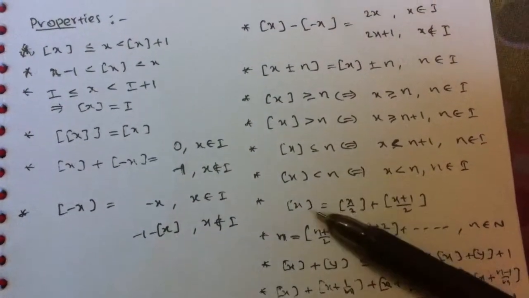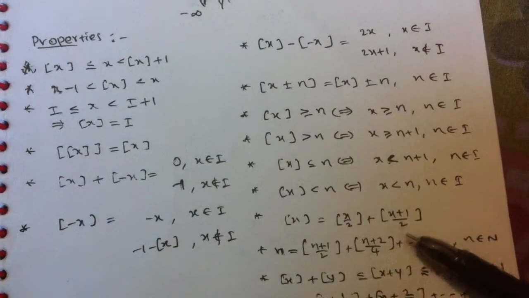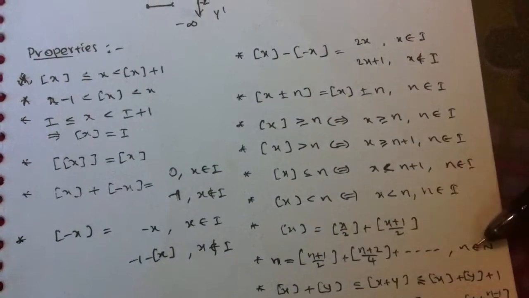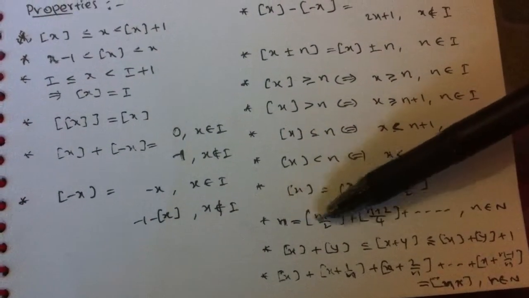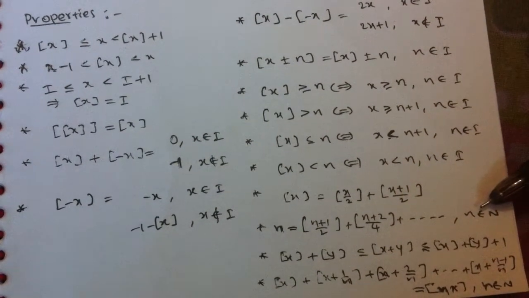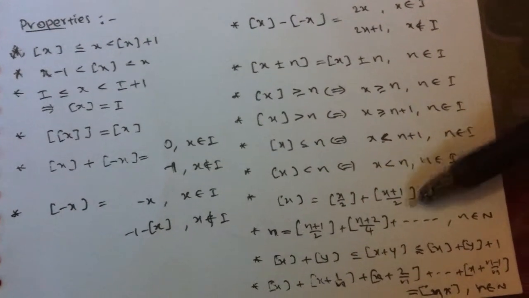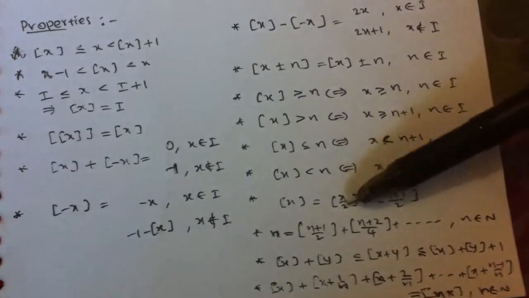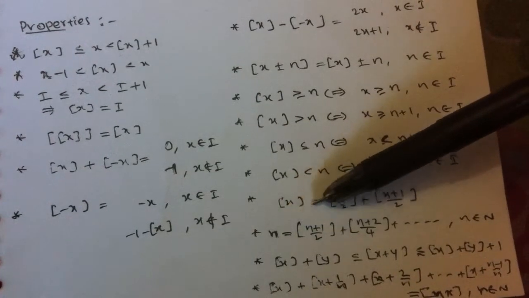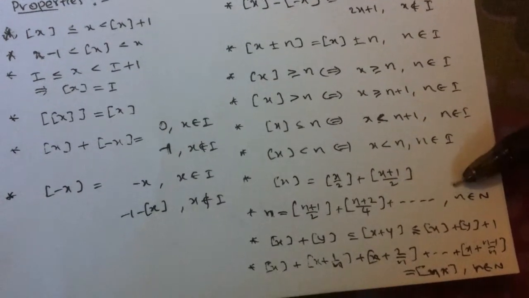A few properties are there. Step x can be written as step of x by 2 plus step of x plus 1 by 2. And n is a natural number. You can write this natural number as step of n plus 1 by 2, step of n plus 2 by 4, and so on. Step x is equal to step of x by 2 plus step of x plus 1 by 2. The addition of two numbers will give you step x. And for any natural number n, you can write step of n plus 1 by 2, step of n plus 2 by 4, and so on, where n is a natural number.